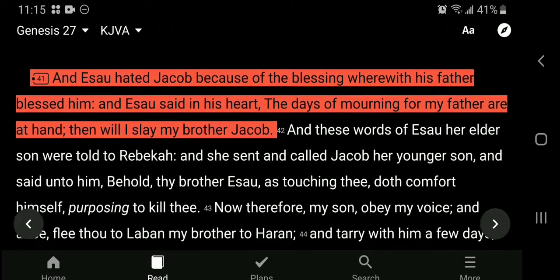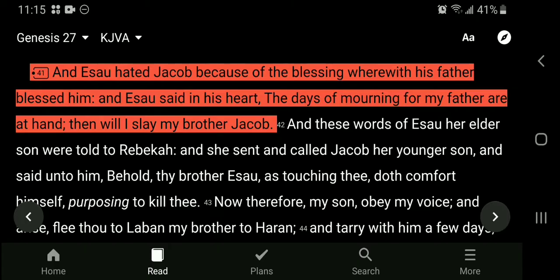All right, now let's go to 41. And Esau hated Jacob because of the blessing wherewith his father blessed him. And Esau said in his heart, the days of mourning for my father are at hand. Then I will slay my brother Jacob. Damn. And that is till this day.